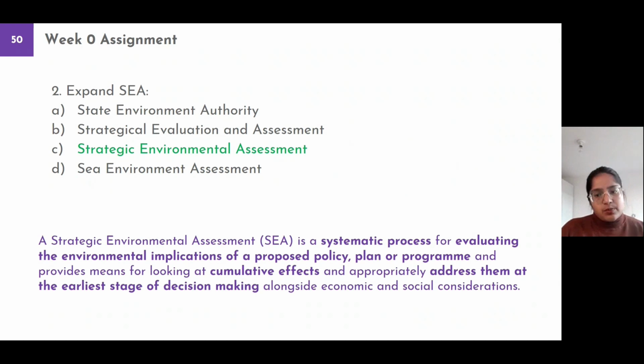So it is a systematic process for evaluating the environmental implications of a proposed policy, plan, or program, and it provides a means for looking at the cumulative effect of the environmental implications and then addressing them such that their economic and social considerations are accounted for in the earlier stage of decision making. So SEA is Strategic Environmental Assessment. So C is the correct option.